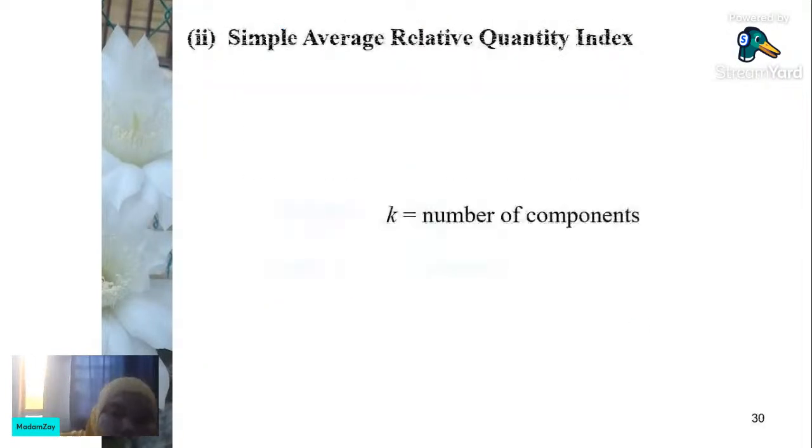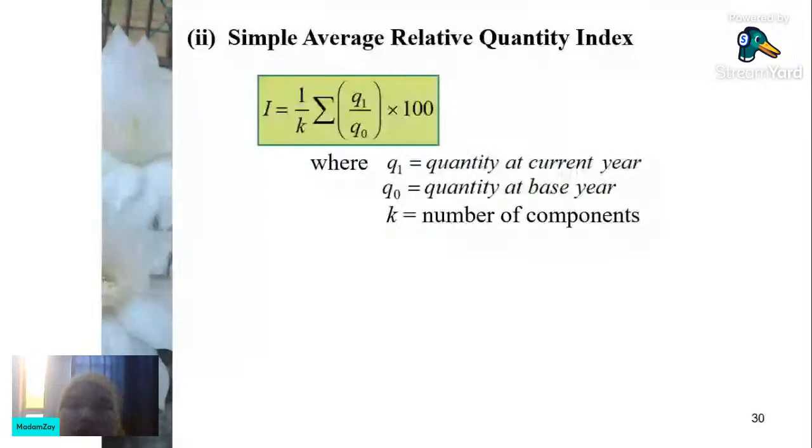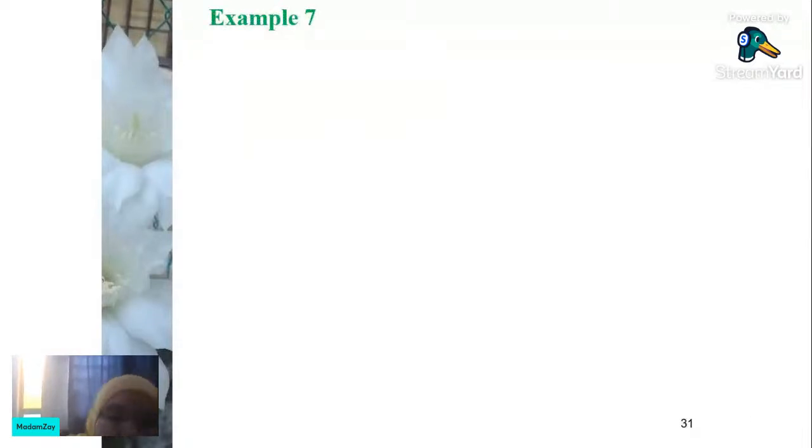For the relative quantity index, it is the same, but the difference is we use Q1 over Q naught. Summation of Q1 over Q naught multiplied by 1 over K. So we have to find the ratio for each item, total up, and divide by K, the number of items. So now, example 7.